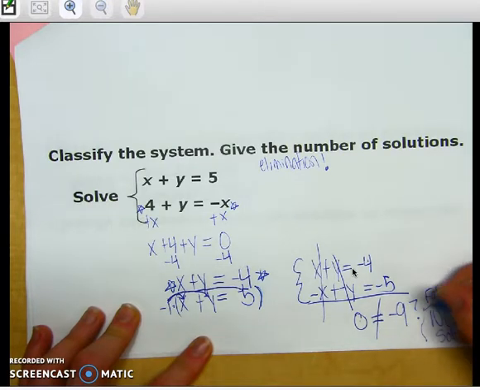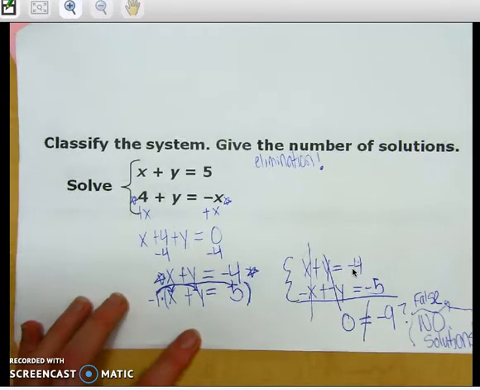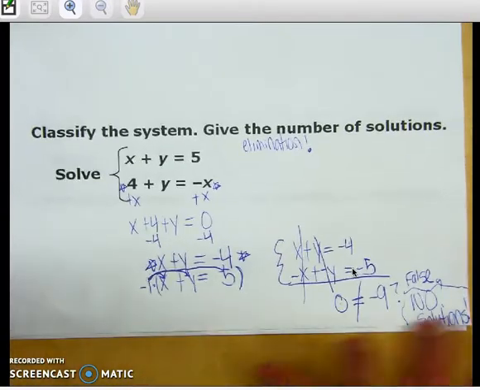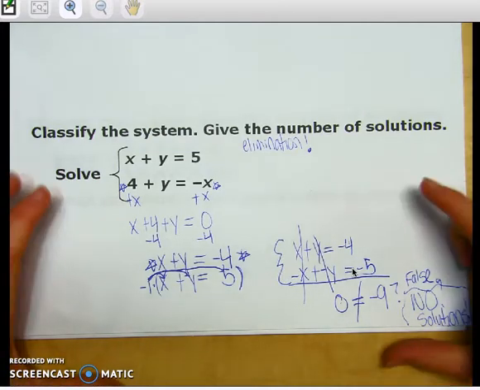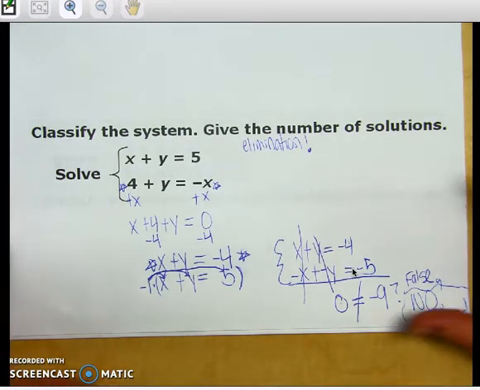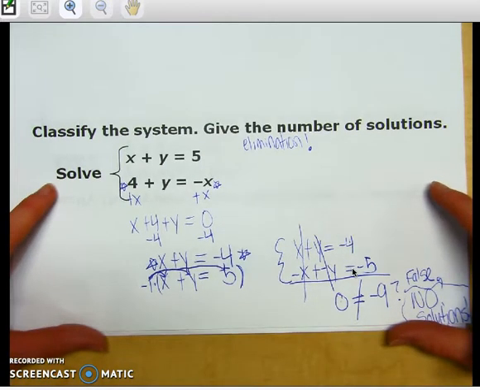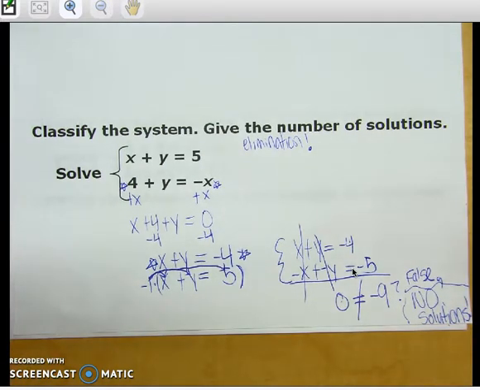So eventually on Thursday we're going to have a quiz, and there will be one problem where your variables are going to cancel and you're going to get either no solutions or infinite solutions. Tonight's homework will have some of these no and infinite solutions on the assignment, but not every single one of them will be no or infinite solutions. So just be cautious of that.